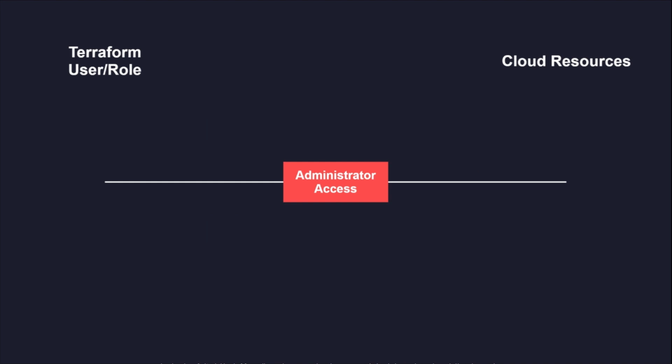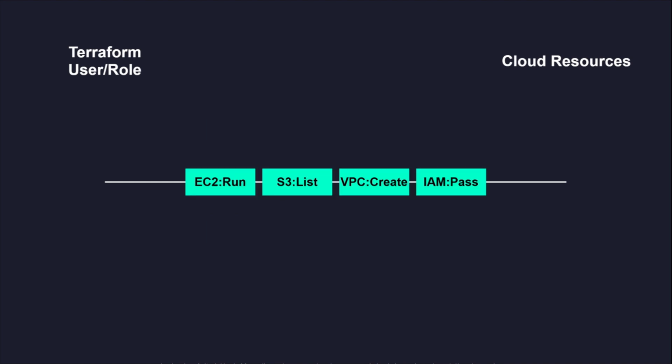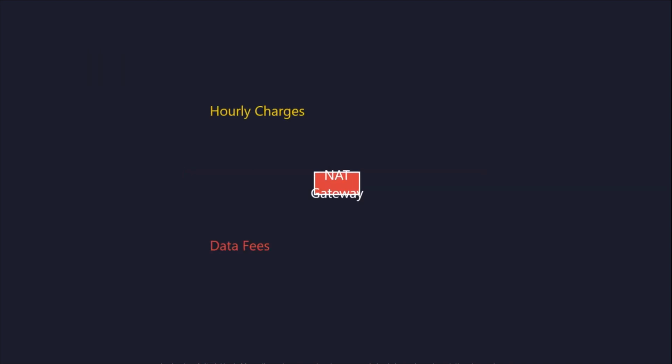The Identity and Access Management user or role executing Terraform must have the specific permissions required to manage network resources. Avoid using the full administrator access policy to adhere to the principle of least privilege.